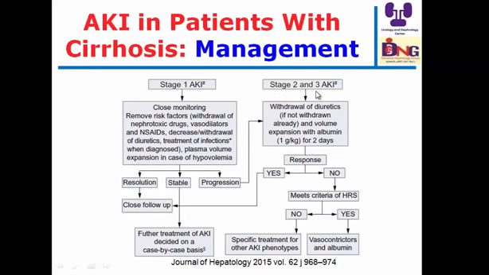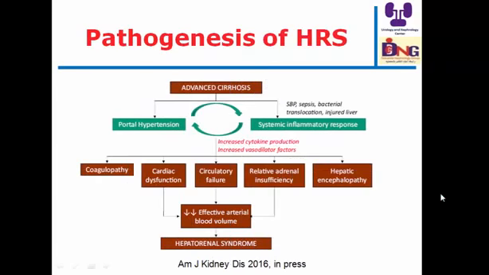If the patient is from the beginning in stage 2 or 3 acute kidney injury, withdraw diuretics if not already withdrawn, and start albumin 1 gram per kg per day for 2 days. You may have a response. If the patient responds, go in this direction. If there is no response, and the condition meets the criteria for hepatorenal syndrome, treat as hepatorenal syndrome with vasoconstrictors and albumin. If not, give a specific treatment for the other acute kidney injury phenotype.